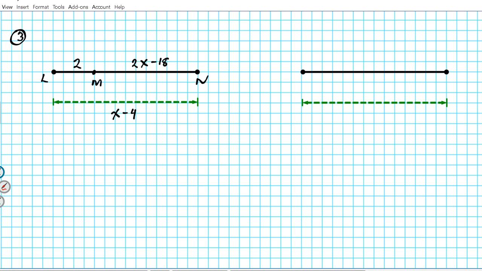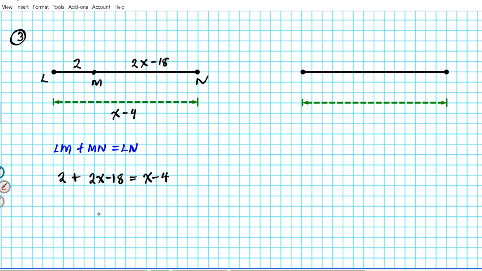All right, so let's start by writing down what the segment addition postulate is in this particular scenario. LM plus MN is equal to LN. Now let's substitute the measures. LM is 2 units long plus MN, that's 2x minus 18 units long, and that's equal to the entire segment, LN, which is x minus 4 units long.